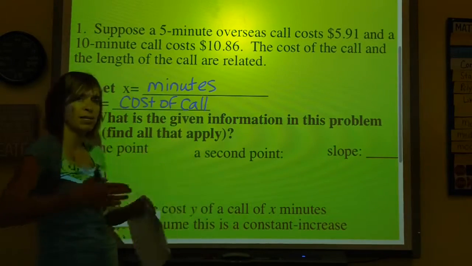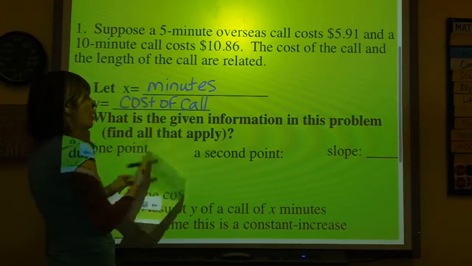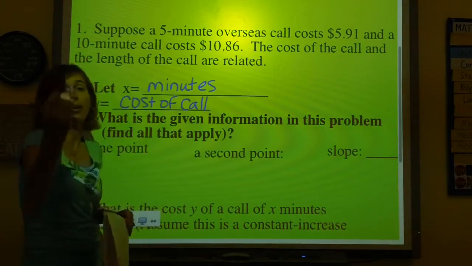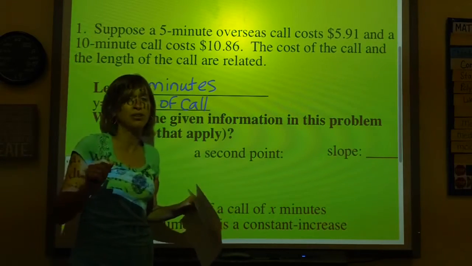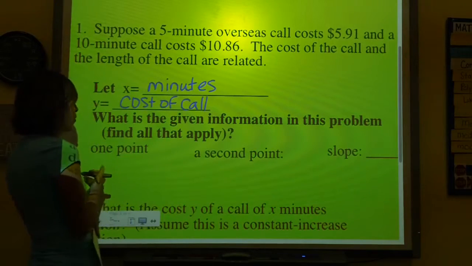Because Y depends on X. So cost depends on minutes here. And remember, I talked about time usually always being your X. All right, now we've got to figure out what we have.